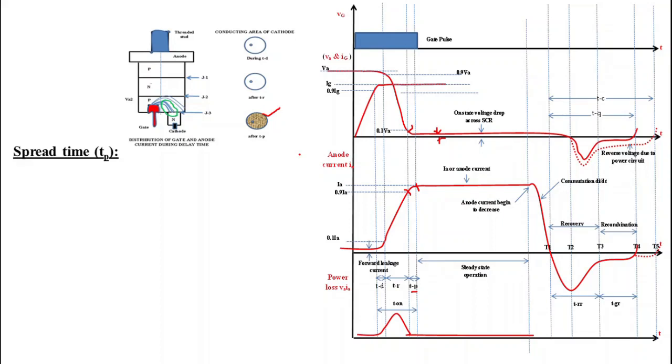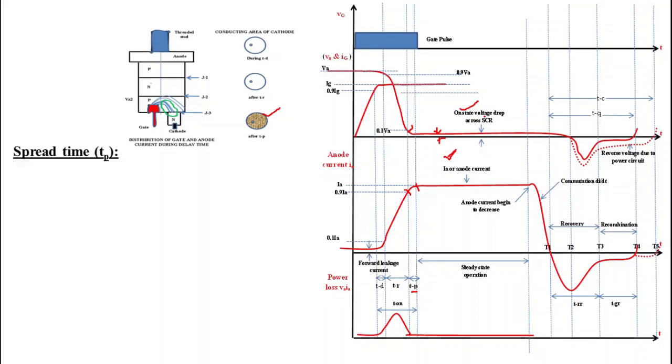After spread time Tp, steady state operation starts. Steady state operation means SCR goes into forward conduction mode. During forward conduction mode, full anode current flows and there is a very small voltage drop across SCR, that is called on-state voltage drop Vt, and that is equal to 1 volt.